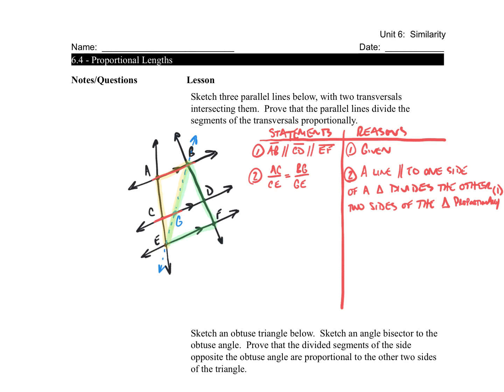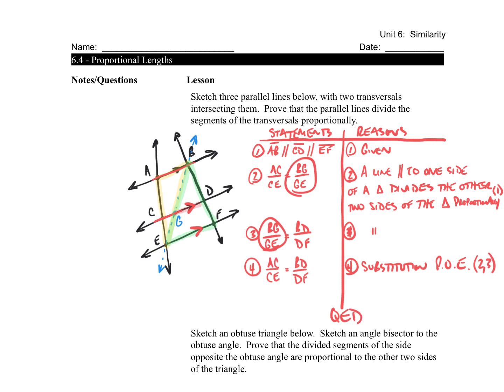Because I've got the same situation. I've got a parallel line here, and it's parallel to one of the sides of the triangle. So I'm going to use the same exact reason, and I'm going to say that BG over GE is equal to BD over DF. Same reason as above. And if that's all true, then I can do substitution on those previous two statements, and I can just say AC is to CE in the same way that BD is to DF, because they both equal BG over GE anyway. So that is the substitution property of equality.